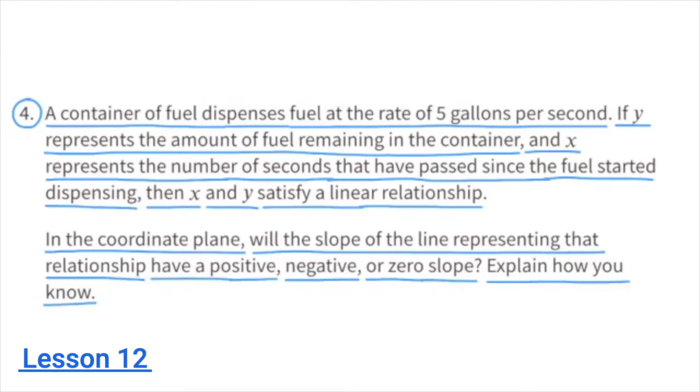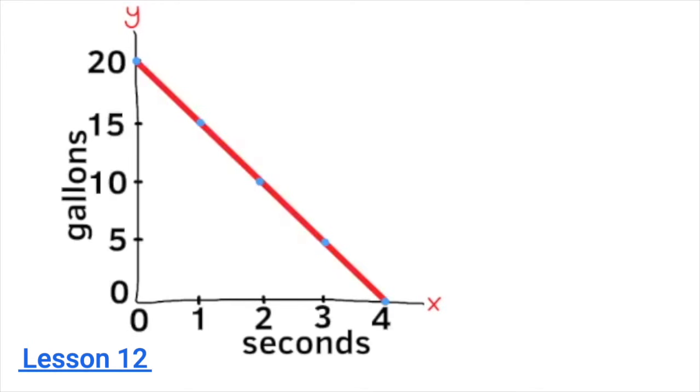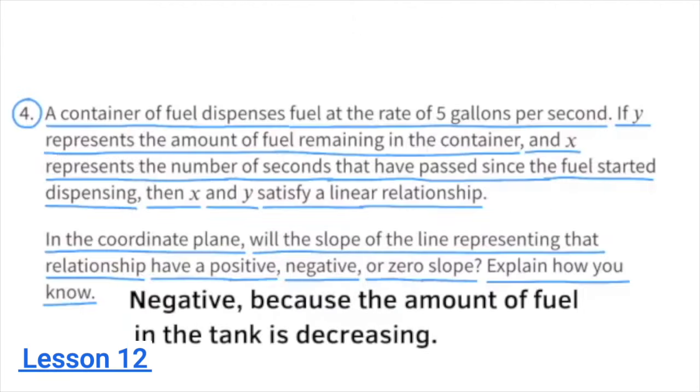Explain how you know. I've created a graph with the seconds along the horizontal axis, or the x-axis, and gallons along the vertical axis, or the y-axis. The line shows that as the seconds pass, the gallons decrease, and it does so at a rate of 5 gallons per second. The rise goes down 5 gallons and to the right 1 second. This is a negative slope because the amount of fuel in the tank is decreasing.